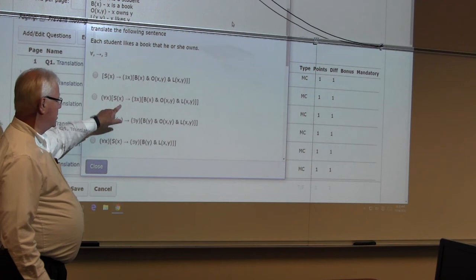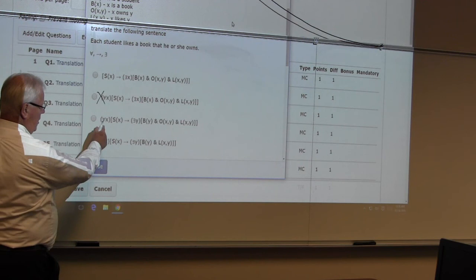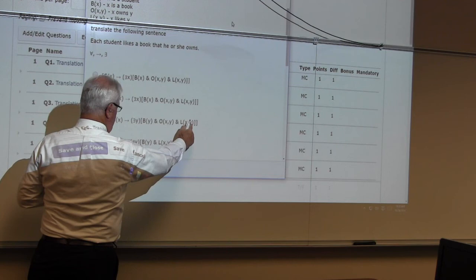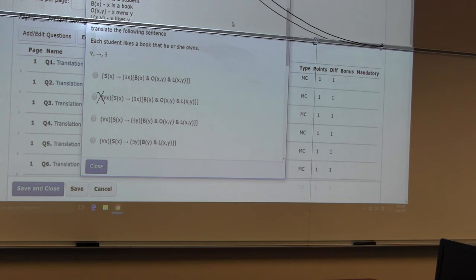What about this one? For all X, where X is a student, it implies there exists a Y, where Y is a book, and the student owns the book, and the student likes the book. Is that the right thing? Yes. Okay. Let's see what's wrong with the last one.